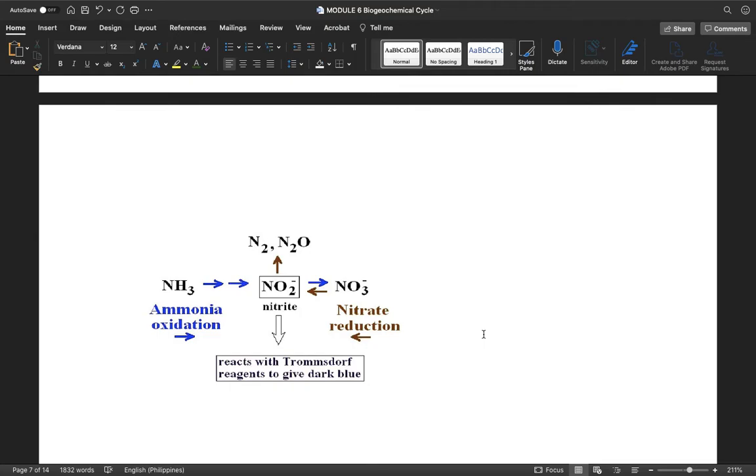Nitrite is the one being detected by the Tromsdorf reagent. It will give a blue-black colored chemical species. Nitrate is of course expected to be produced, and in the process of nitrate being reduced back to nitrite, it can just incorporate itself into nitrogen-containing gas, molecular dinitrogen or other gases with nitrogen.